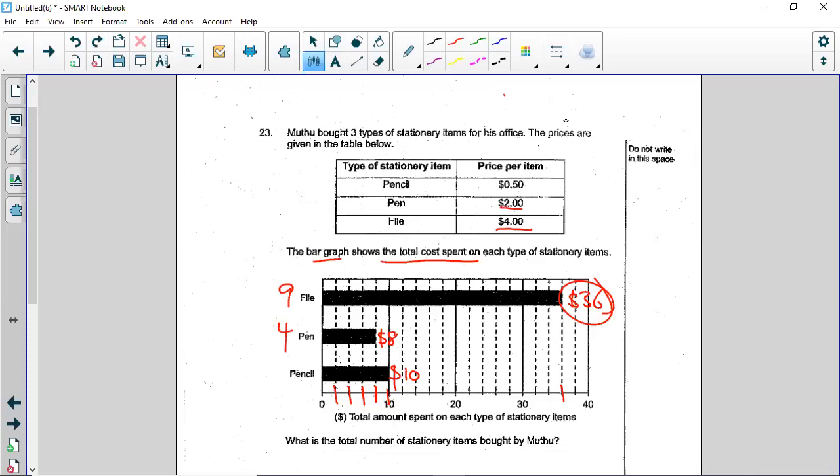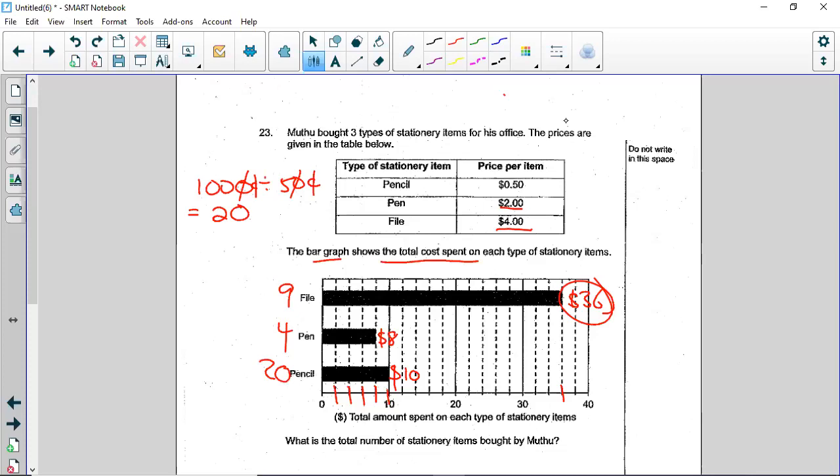And then $10 divided by how much is 1 pencil. Now, $10 divided by 50 cents is a bit hard to divide. Change the $10 to cents, and change the $0.50 to cents, so everything becomes whole numbers. Then you just cancel 1 zero, cancel 1 zero. 100 divided by 5 becomes 20 pencils. So you must have bought 20 pencils.